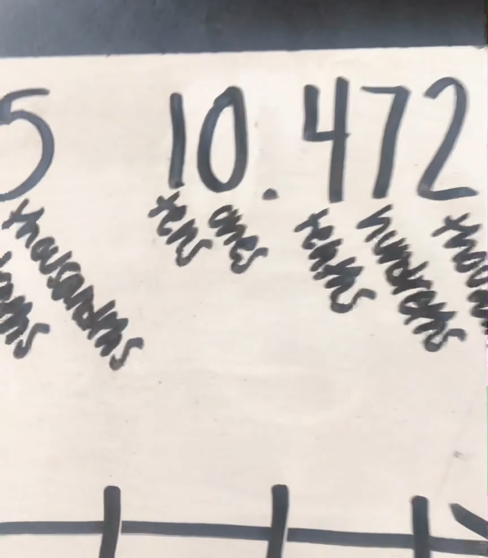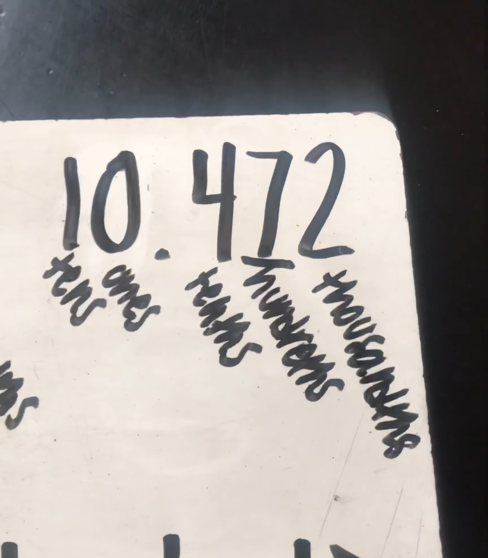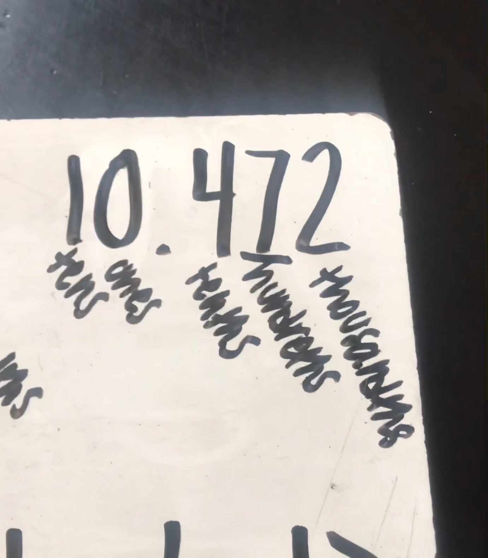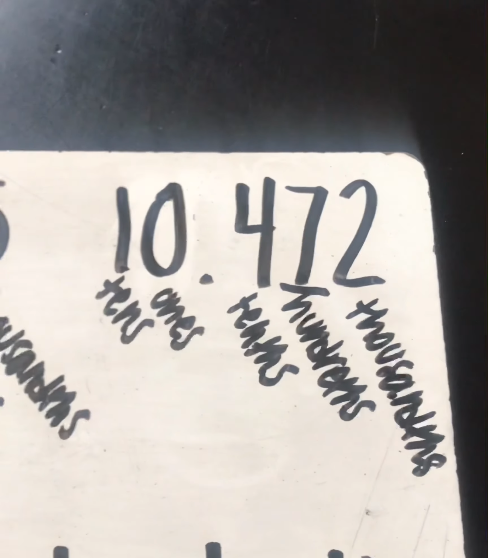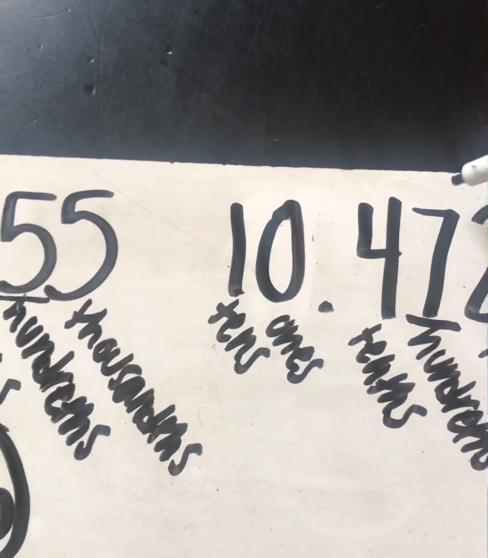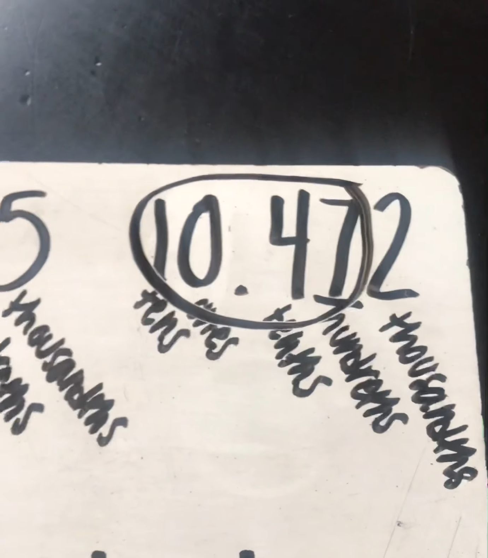Now over here, same thing, we're rounding to the hundredths place. Look next door. 5 or more, raise the score. 4 or less, let it rest. It's a 2, 2 is less than 4, so we're going to let it rest. That means we can leave the decimal as 10 and 47 hundredths.